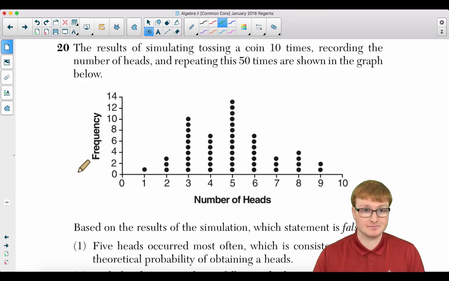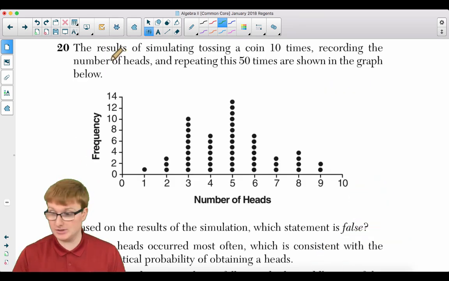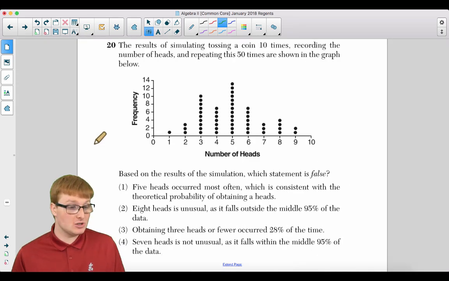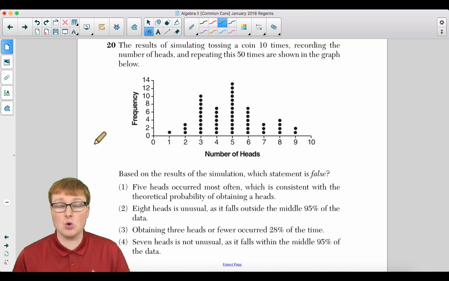Moving on to number 20. Oh, I don't like these questions because they are wordy. So number 20 says the results of simulating tossing a coin 10 times, recording the number of heads, and repeating this 50 times are shown on the graph below. Based on the results of the simulation, which statement is false?